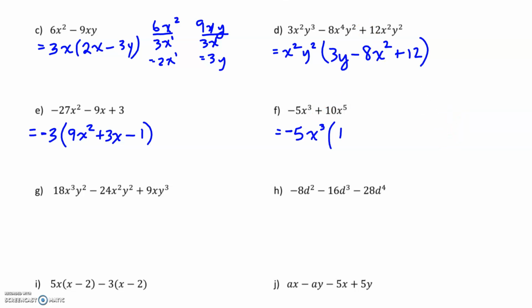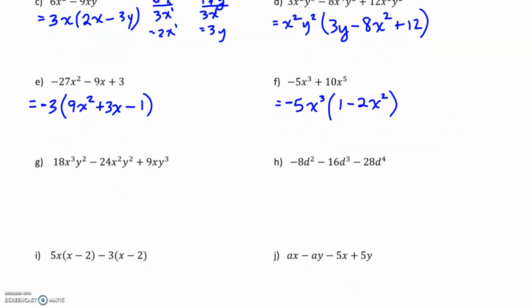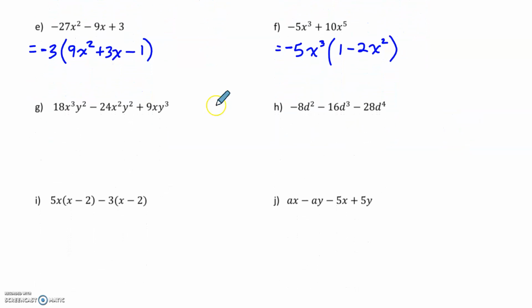And then I have 10x to the 5, so this is what I'm thinking in my head, divided by negative 5x to the 3. 10 divided by negative 5 is a negative 2. X to the 5 divided by x to the 3 is x to the 2. And that's our final answer. All right, I'm going to do this one without writing what I'm thinking on the side. And let's see if you guys can do the same.